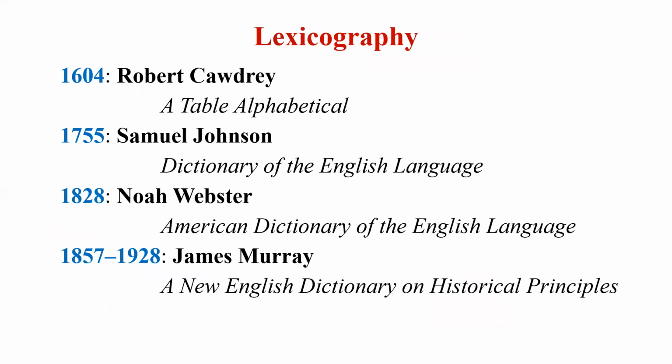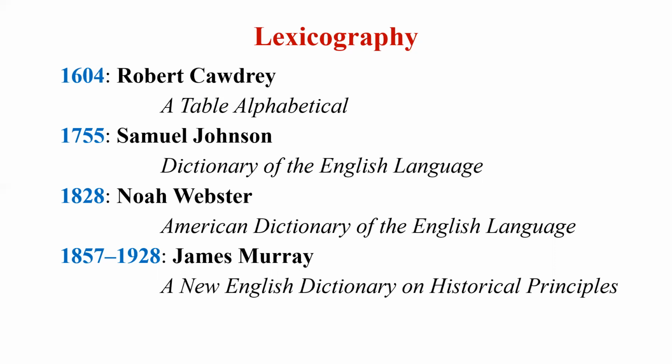Under lexicography, when we say lexicography, it refers to the compilation of dictionaries, dictionary making, the making of dictionaries. Let's look at just some of the famous dictionaries in English. 1604, we have Robert Cawdrey's A Table Alphabeticall, which is considered the first monolingual dictionary. Why is it considered the first monolingual dictionary?